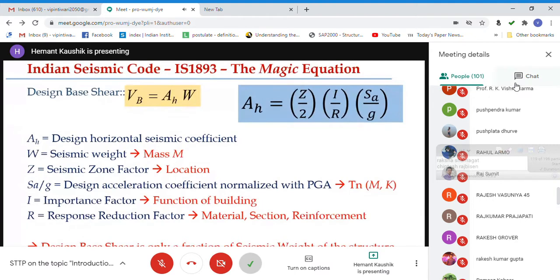So this is so simplistic, right? You just find out the weight of the building and the lateral design base shear will be on an average 10%, 12% of the weight of the structure. Okay.